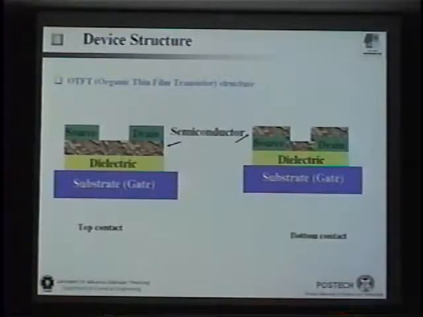And next, I'll briefly talk about the molecular layer to improve the transistor performance. As you can see here, there are 2 different structures to make organic thin film transistors, and you have interfaces between the dielectric and semiconductor, and also there is a contact between the source metal and drain.